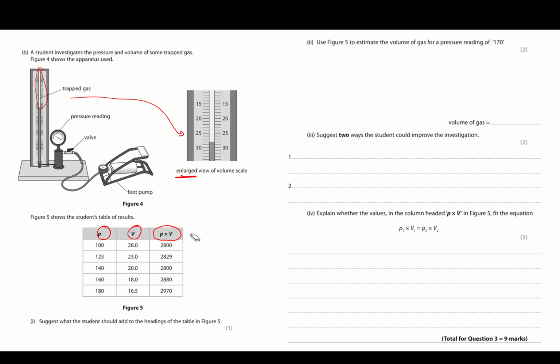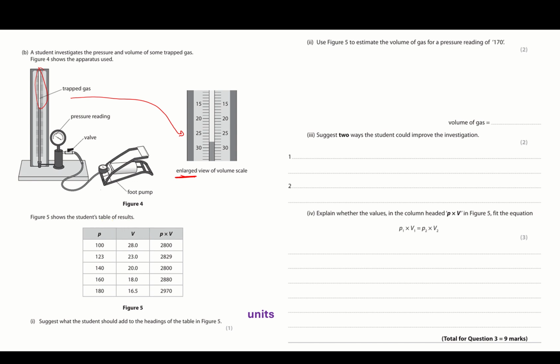It says, what should the student add to the headings of the table? Well, we can see we've got P, V, P times V, but it would have been nice to include the units, like pascals or newtons per meter squared, centimeters cubed. We don't know what they are. So add units to the heading.